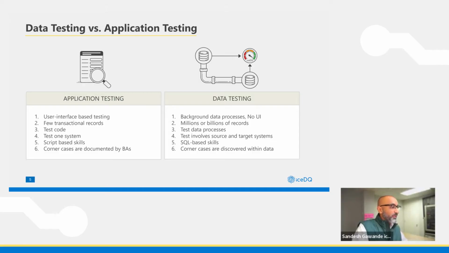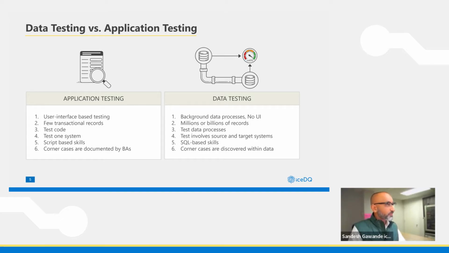Number four, when you are testing, let's say, a CRM system, you are testing that particular system. But in data testing or ETL testing, not only do you test the application, you also have to connect to the source system. We'll go into the details. So there is more than one system involved in data testing. The skills you need in application testing are mostly scripts, and in data testing it is mostly SQL. I won't have enough time to explain this one, but the corner cases in application testing are identified by BAs. When you do data testing, the corner cases are discovered within the data. So there is a big difference between data testing and application testing.